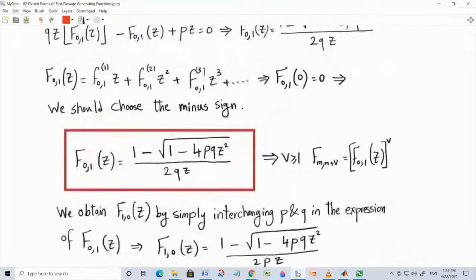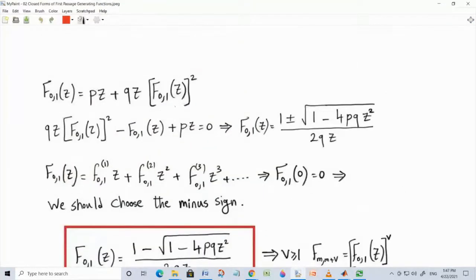Okay, so we have this quadratic equation. So apply the formula. That's it. An explicit formula for f01 of z. An explicit formula. Amazing.